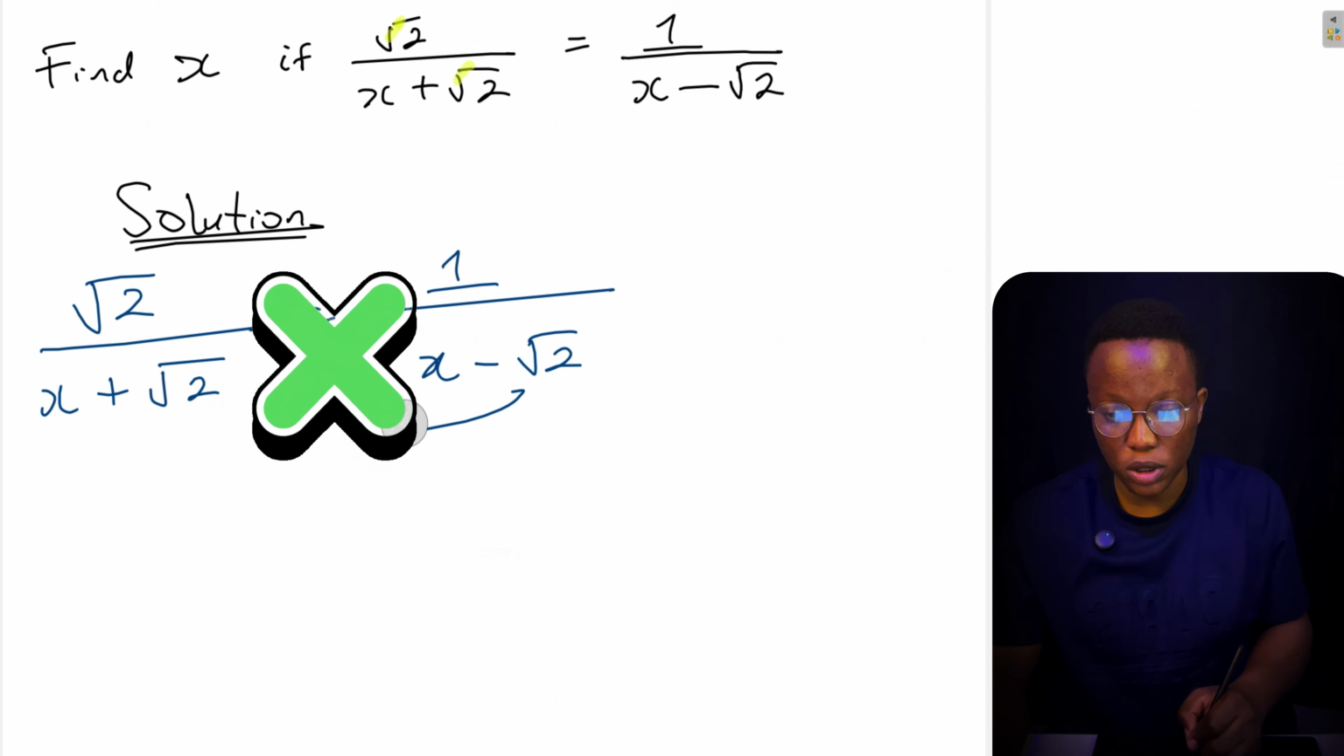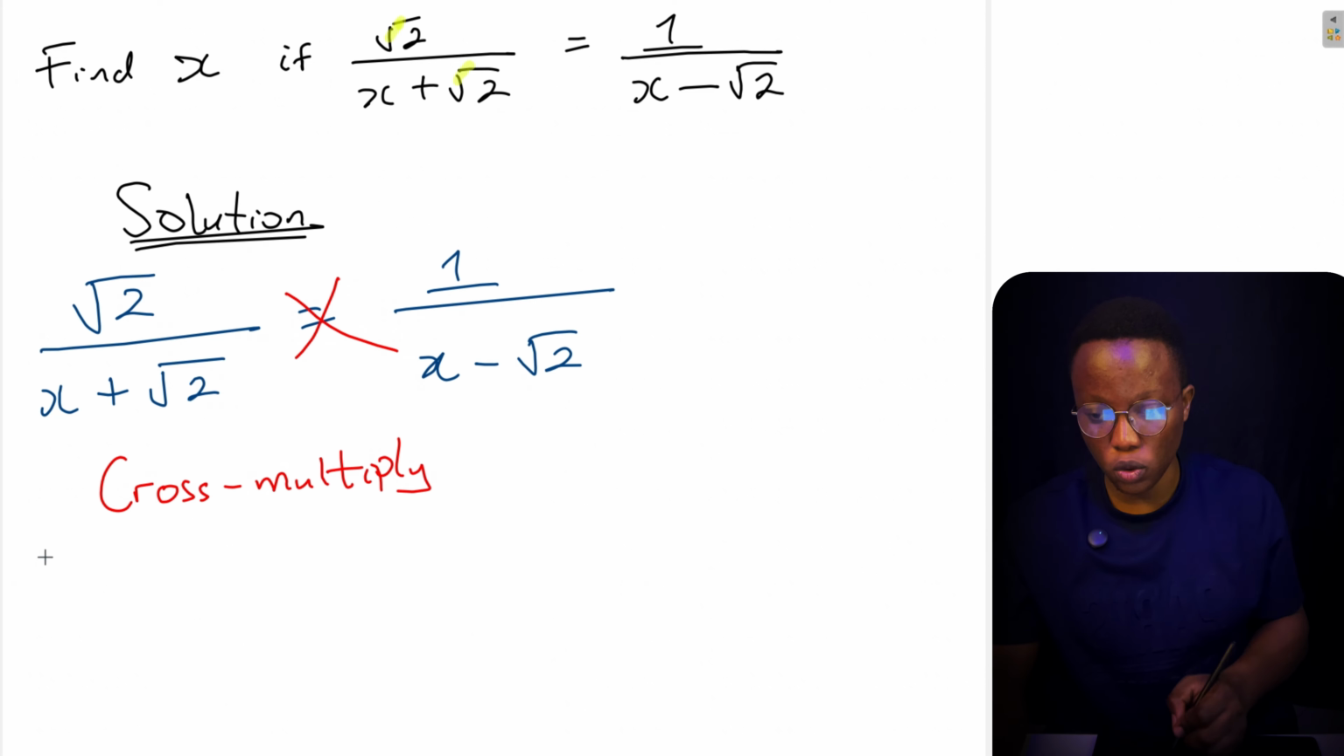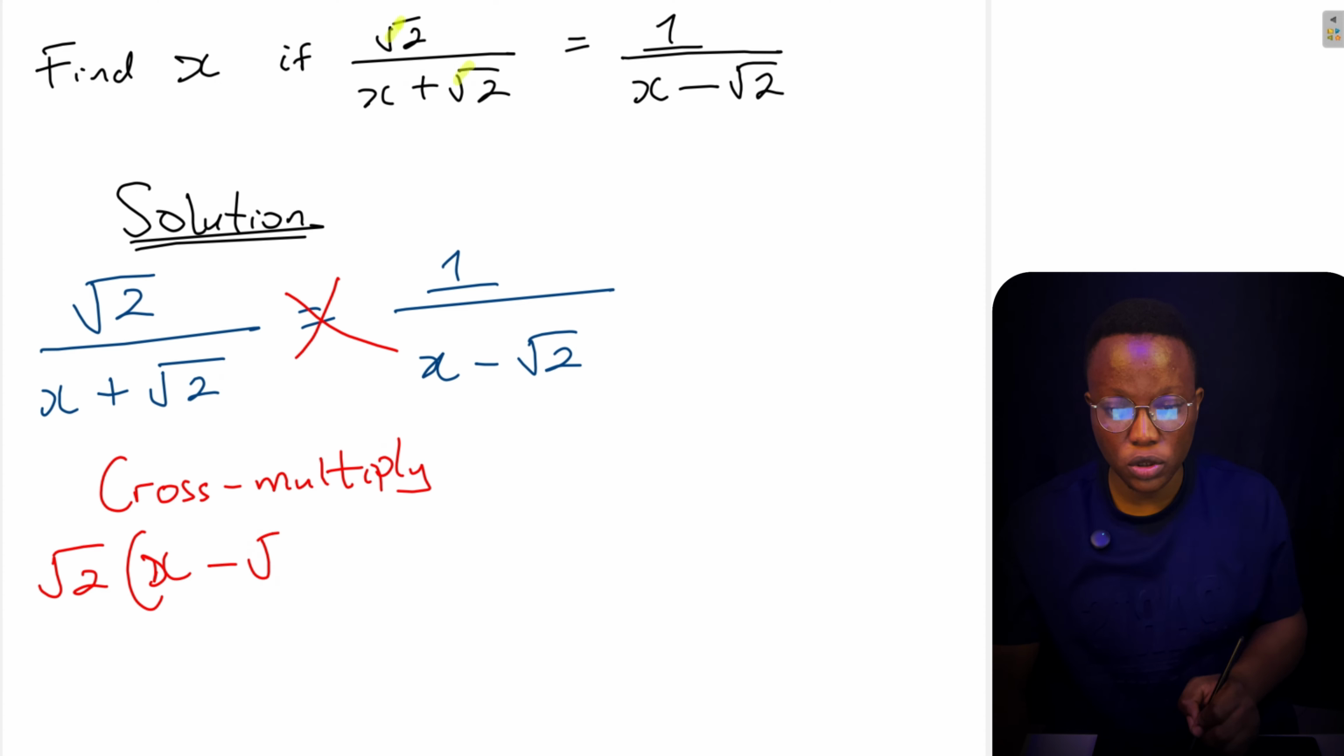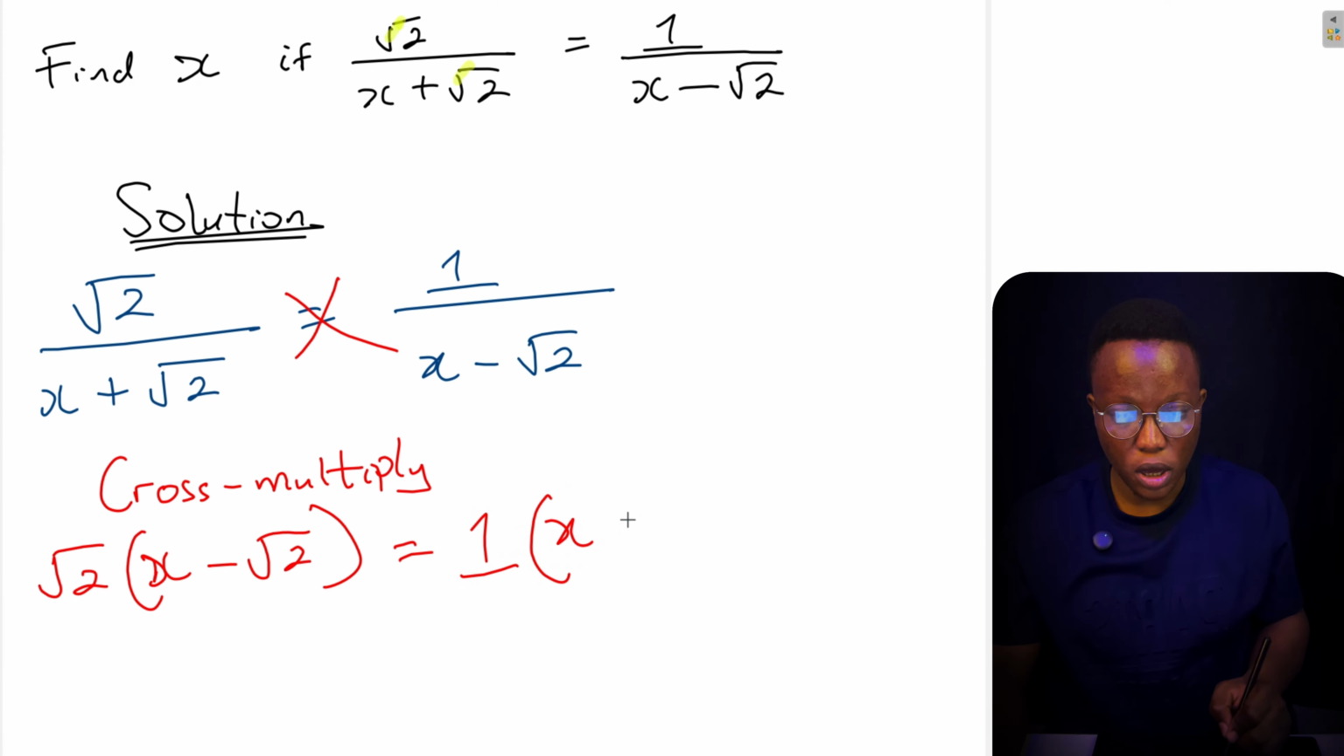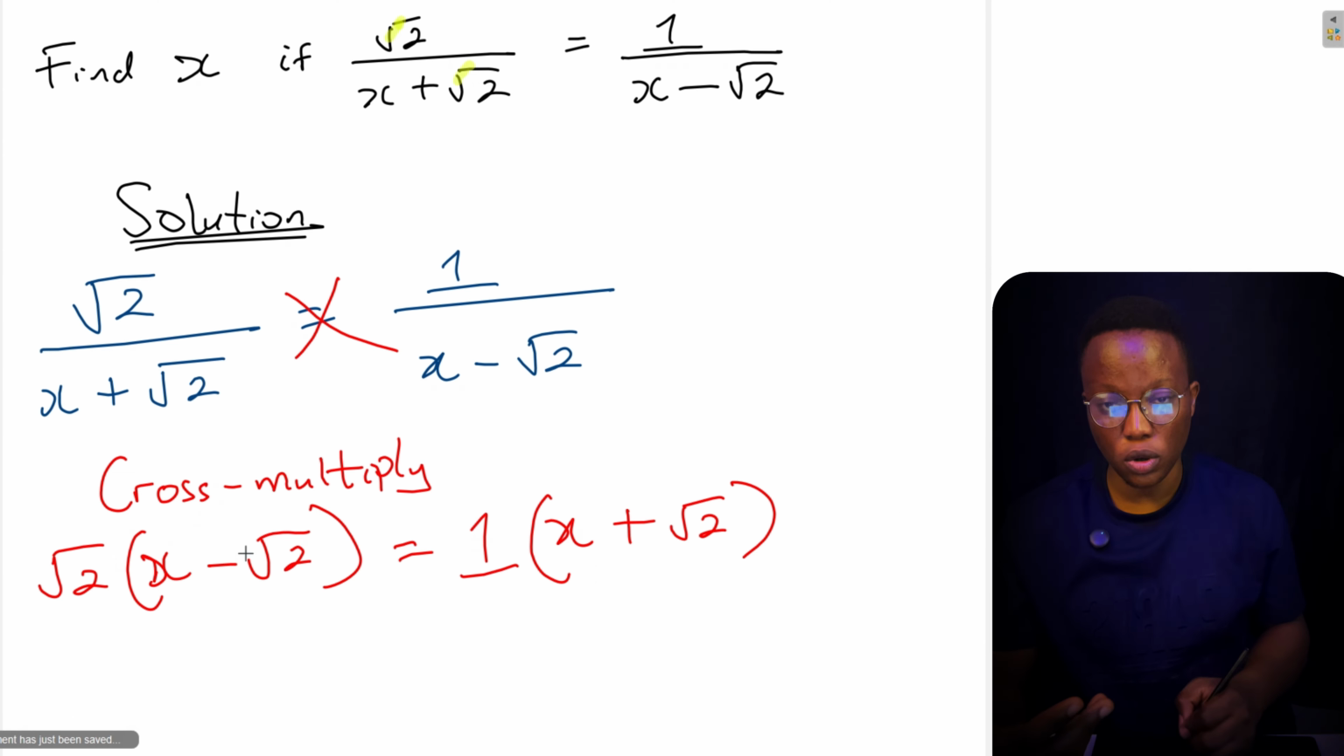So let's cross multiply. So now I have something like this: the root of 2 into x, this is x please, minus the square root of 2 is equal to 1 into x plus the square root of 2. Okay. So now our duty is to open the brackets, right? Simple algebra. So let's open the bracket.